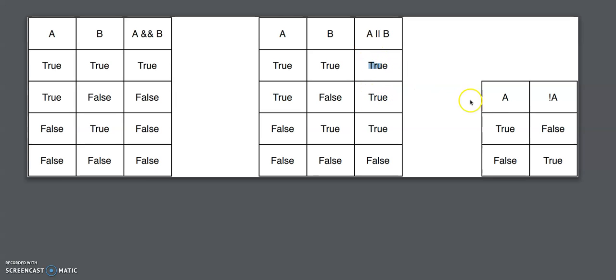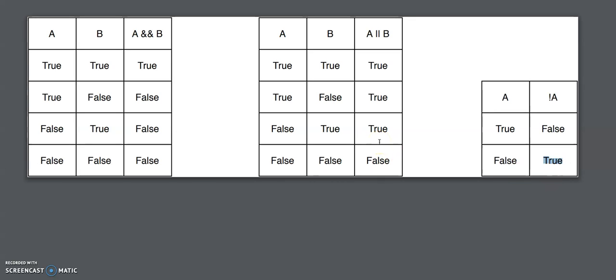And if we take a look at the NOT operator, what it does is it just reverses the value of a variable. In this case, the variable A is assigned the value of true. What the NOT operator does is it reverses it, so it makes it false. When it's false, the NOT operator turns it true.